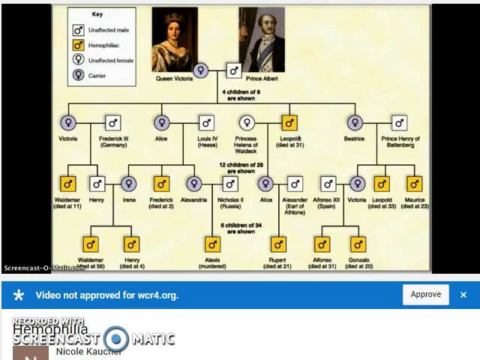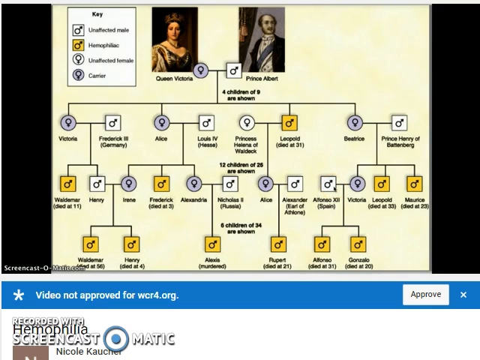Okay, so if we look down to the next generation, this would be essentially Queen Victoria's grandkids. So again, in this generation, all of the females are carriers, and we've got 4 affected males who you can see, again, all died young, and then we've got 4 unaffected males.